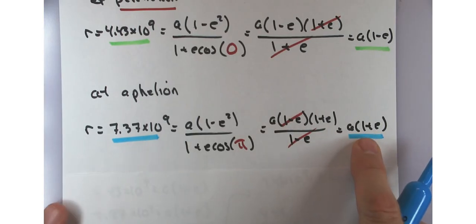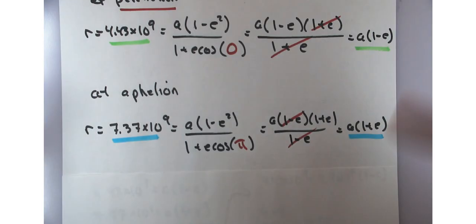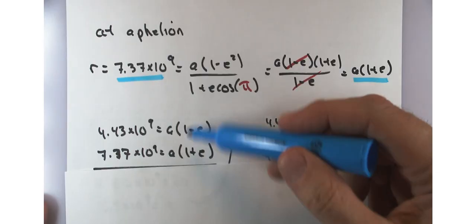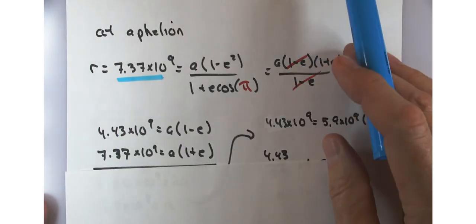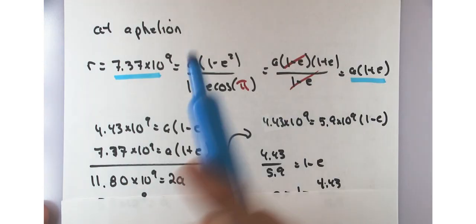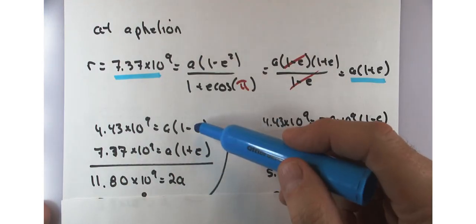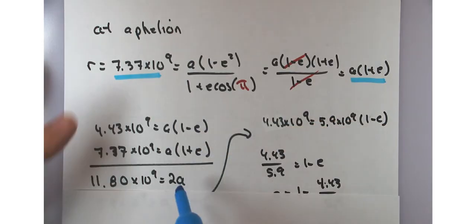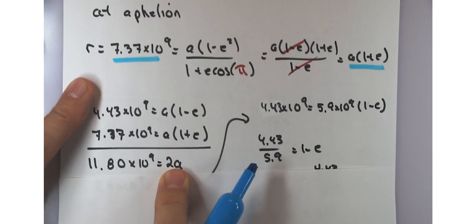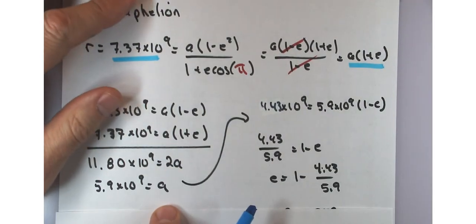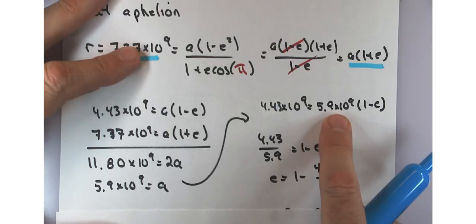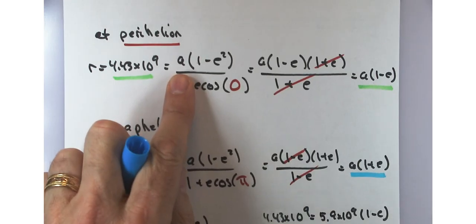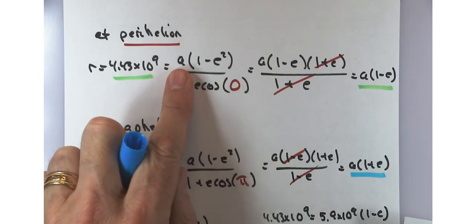Now here's the clever trick. Let's bring those two equations together right here. If you add these two equations together, that's just going to give you 11.80 times 10 to the 9th. But on the right-hand side, the minus AE and the plus AE cancel, and you're just left with 2A. So you got rid of the E. You can solve for A. Once you solve for A, you put it back into one of your equations, say at the perihelion, you put in the value of A, and then you can solve for E.